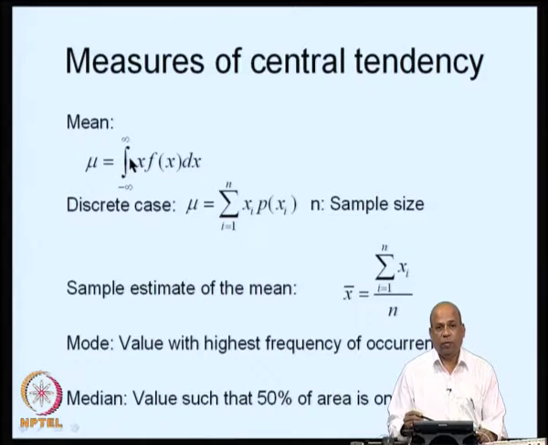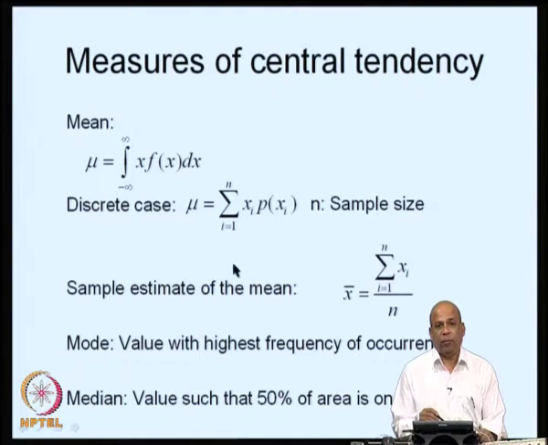Then in the case of discrete random variables, or when we have a random variable taking on only discrete values with associated probability mass function, we define the mu as summation i is equal to 1 to n of x i, which is the ith discrete random variable, into p of x i, which is the probability with which the value x i occurs, and n here is the number of values that the discrete random variable x can assume.